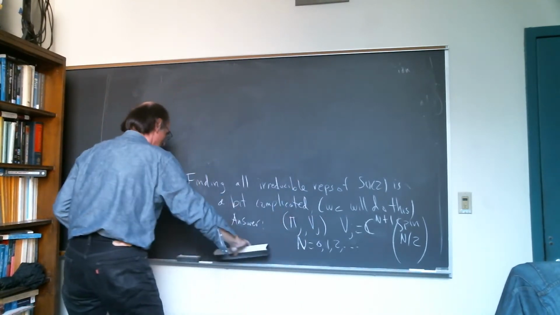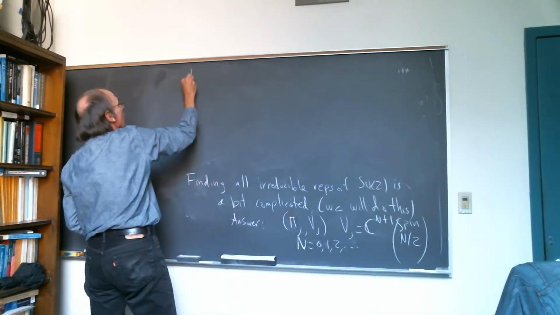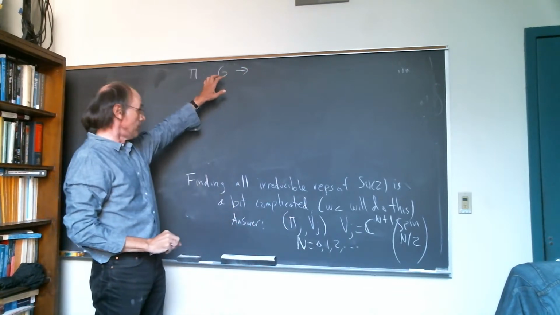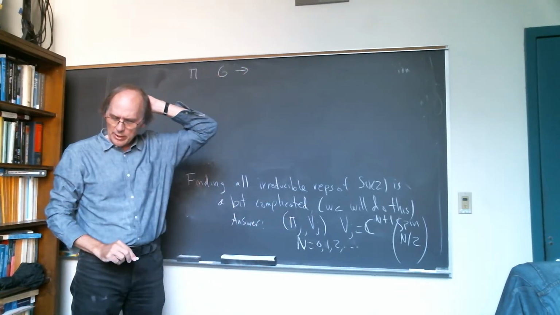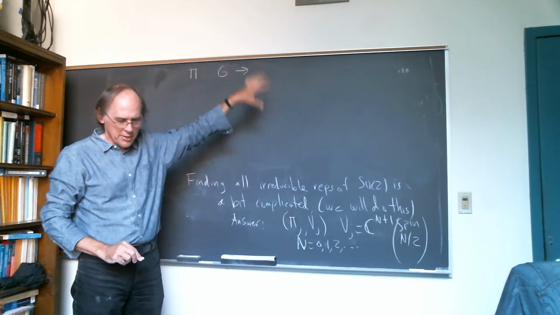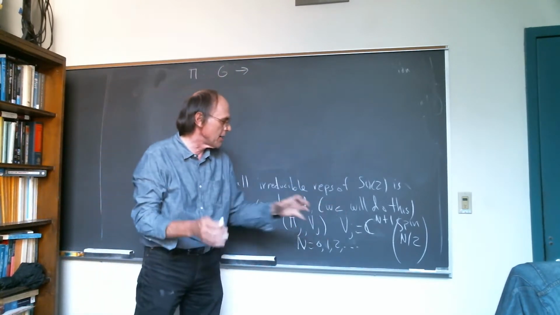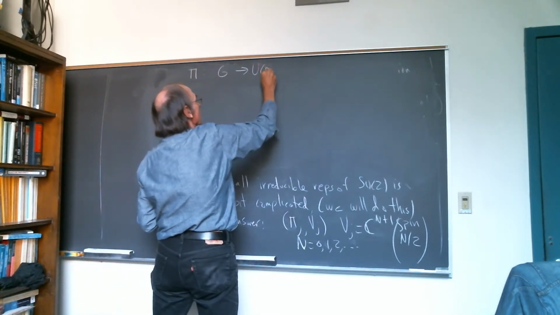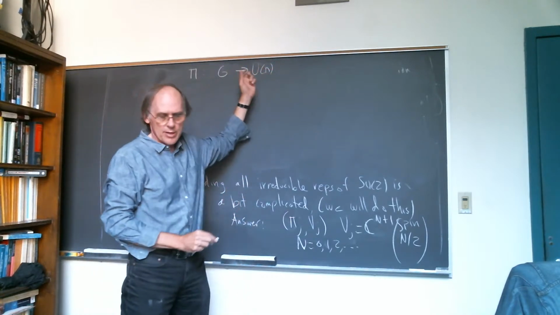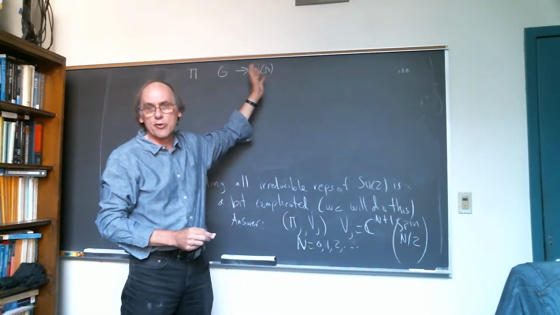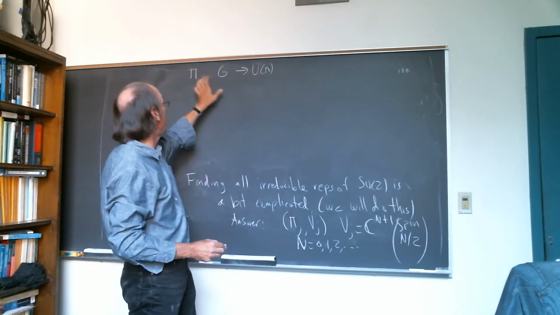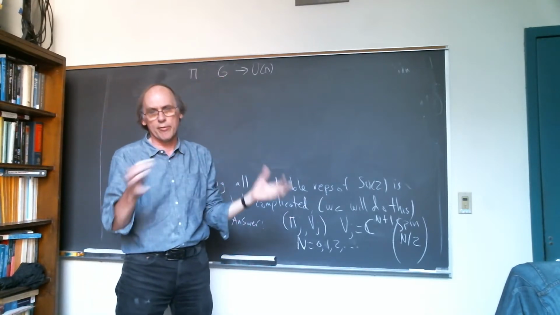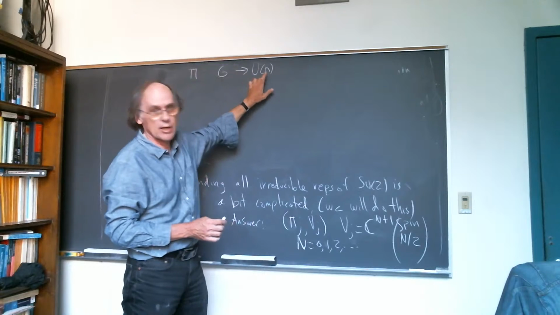Remember pi was a map from G, and if it's a unitary representation, and these representations that we've seen are all unitary representations, then it goes to U of n. I'll say more about what this group U of n looks like. It's the group of unitary matrices. So pi is just a map from this space, which in general is a manifold, a nonlinear space, to this nonlinear space.